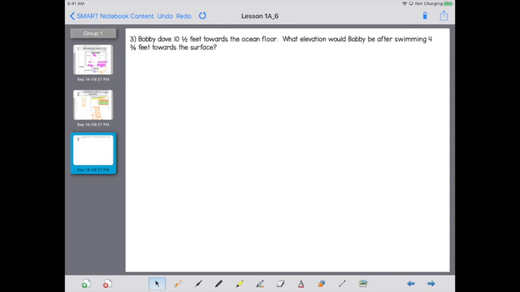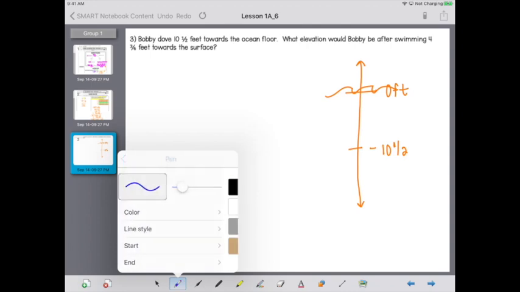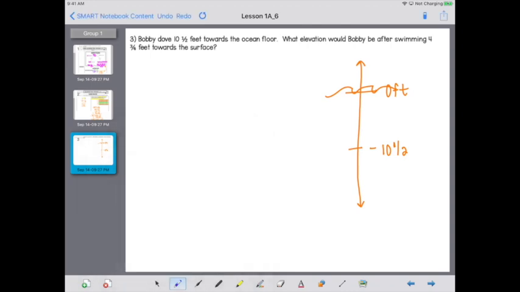So the easiest way to do this, I always suggest draw a picture, as you can see. So here is 0 feet. That's the surface. Draw water. If Bobby dove already 10.5 feet, so negative 10.5 feet, if he travels towards the surface 4 3/4 feet, we want to know where he is in terms of the elevation.